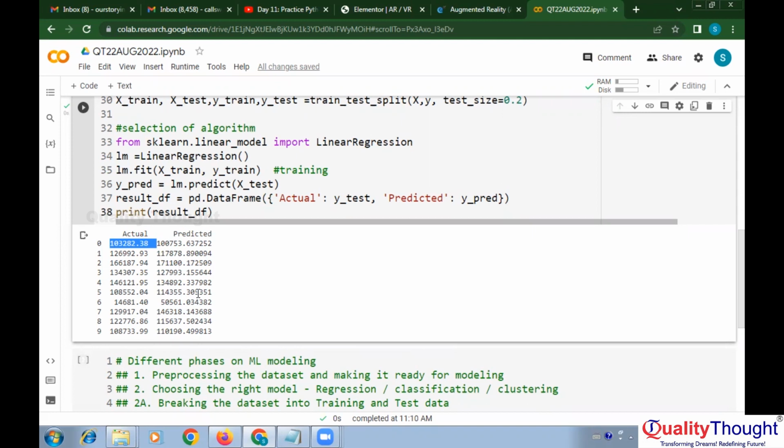Now, in the sixth one, there is a lot of variation, sir. Yes. 14681, 50561. Both are 5 digits, isn't it? Yes, sir. But you are saying this 40,000, it is 50,000. Yeah. So that's why it's called regression.